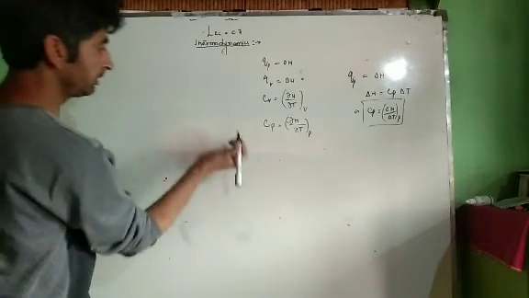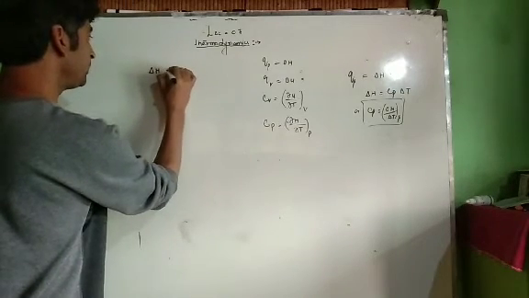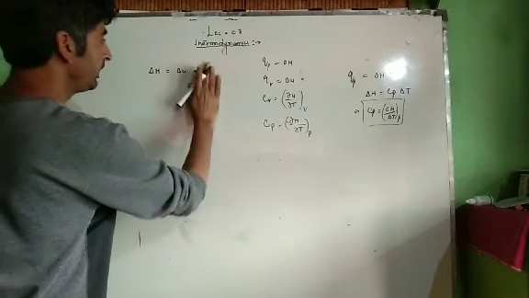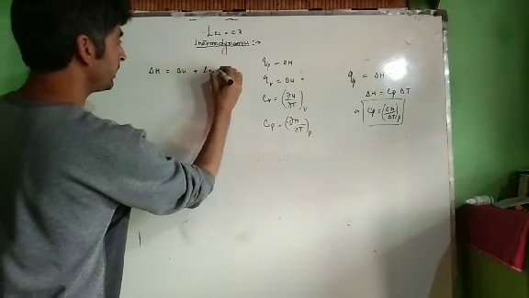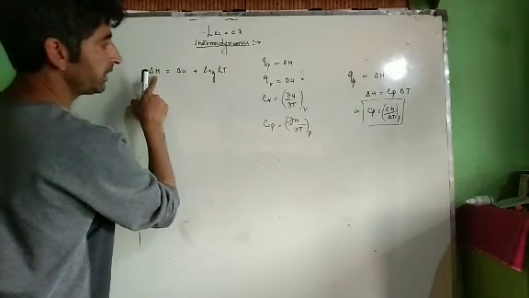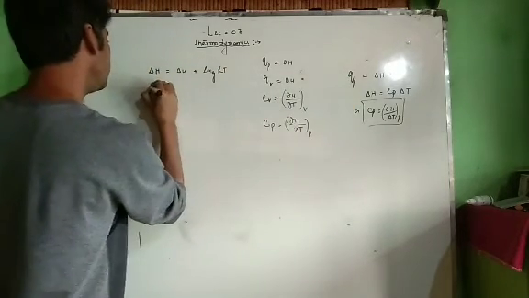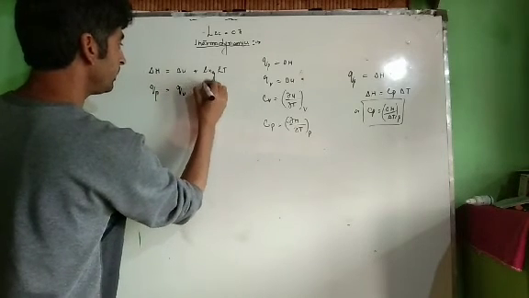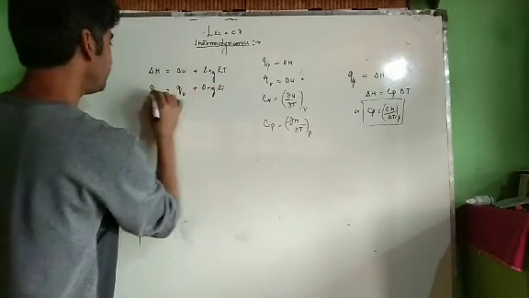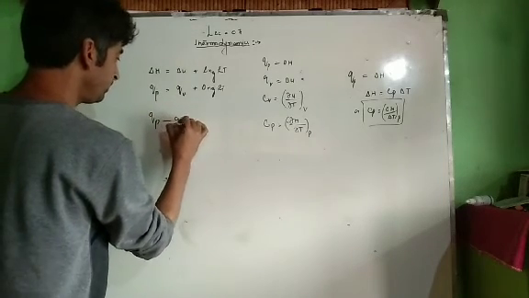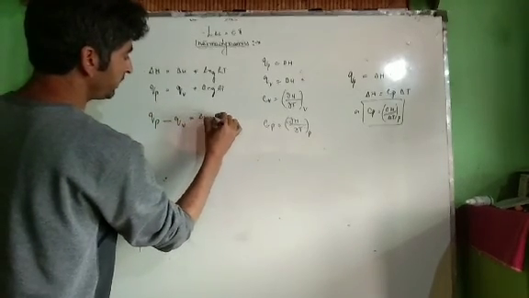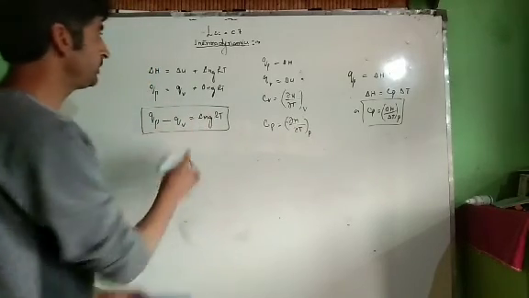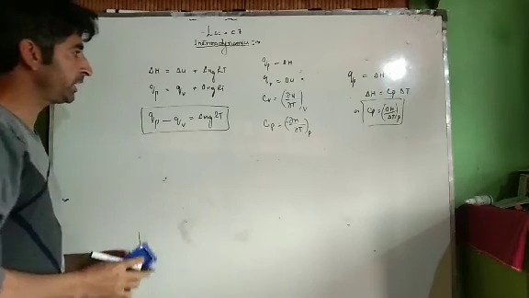Now in the last lecture we have seen that del H is equal to del U plus P del V, or del ng RT. We have solved questions over there on this. Now what is del H equal to? Del H is equal to QP. What is del U equal to? It is equal to QV. What is this equal to? Del ng RT. Therefore we came up with a new relationship. QP minus QV is equal to del ng RT. You can apply it to chemical reactions where del ng is the number of moles of gaseous products minus number of moles of gaseous reactants.